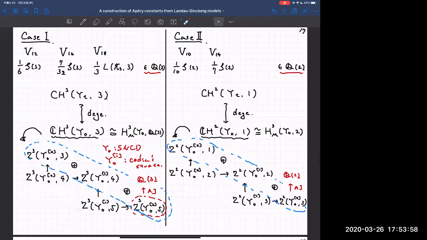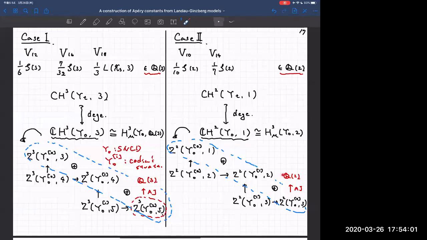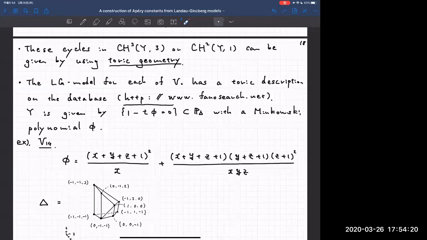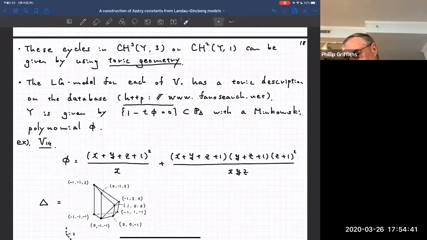If we do the same thing for the case two, then to obtain the Q(2) as a result of the Abel-Jacobi map, instead of CH^3(Y_t, 3), we should start from CH^2(Y_t, 1). This is the reason why I need to find a different kind of higher Chow cycles for these two cases. And actually, another very interesting point is that in the theorem, we have constructed these cycles in CH^3(Y, 3) for the case one or CH^2(Y, 1) for the case two by using toric geometry. So here, maybe there is a mysterious connection with mirror symmetry.